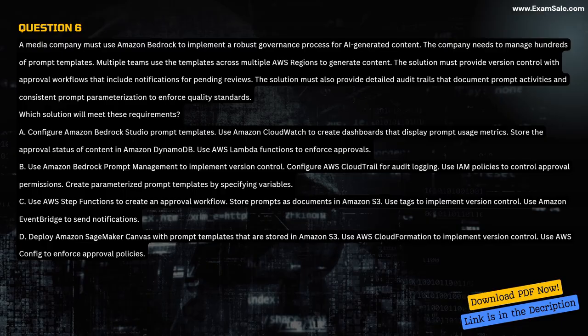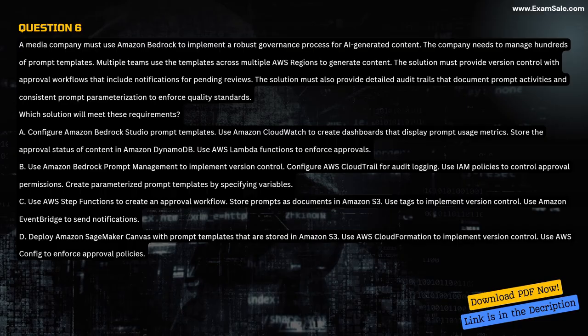Use Amazon CloudWatch to create dashboards that display prompt usage metrics. Store the approval status of content in Amazon DynamoDB. Use AWS Lambda functions to enforce approvals. B. Use Amazon Bedrock Prompt Management to implement version control. Configure AWS CloudTrail for audit logging. Use IAM policies to control approval permissions.